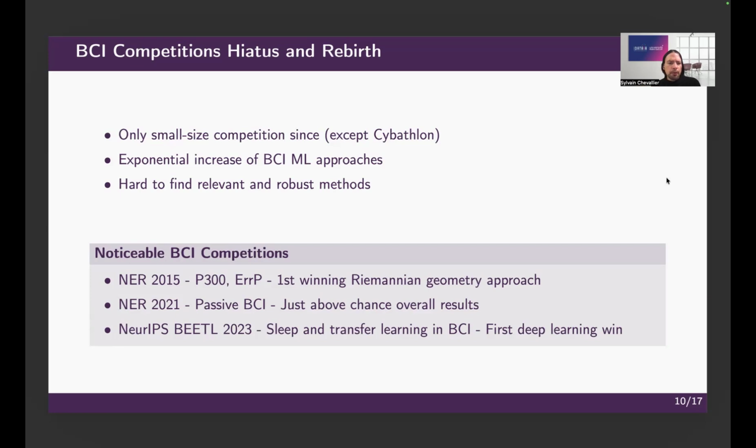So in 2023, I organized with some colleagues the BEETL competition at NeurIPS. There were two tasks, one on sleep analysis and the second one on transfer learning in BCI, based on datasets recorded for cybathletes. And it was also quite a cornerstone because it was the first time that a deep learning approach took the lead of the competition. So it was quite impressive at the time. And until then, there was no big competition afterwards.